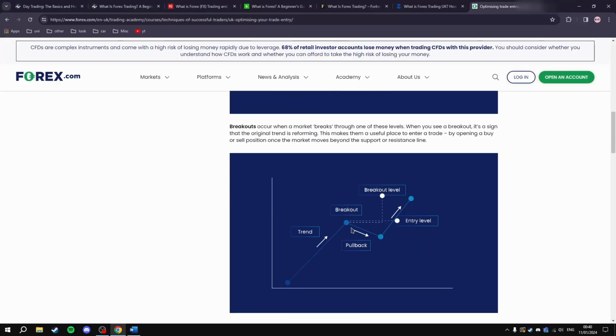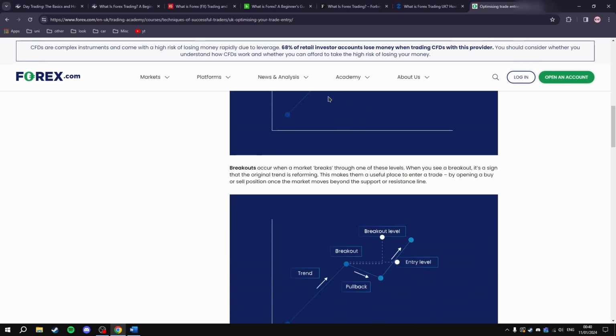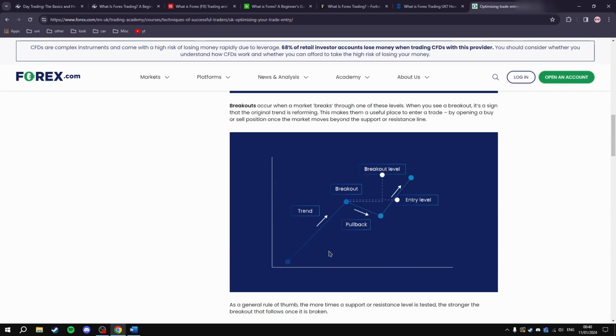You know what, they haven't even specified what a support or resistance line is. Breakout trend: the overall trend is going up, pullback, the breakout here, entry level here, and then it goes past the breakout level.